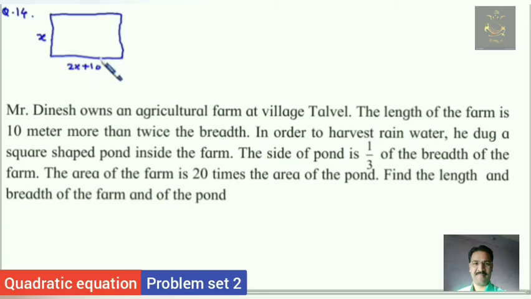Now inside this rectangular farm, one square pond is there for rainwater harvesting. And the side of that one depends again on breadth. That is 1/3 of breadth here, that is 1/3 of x here. Okay, friends, like this is the system. Now after that, what is given to us? The area of this rectangular farm is 20 times the area of this pond.